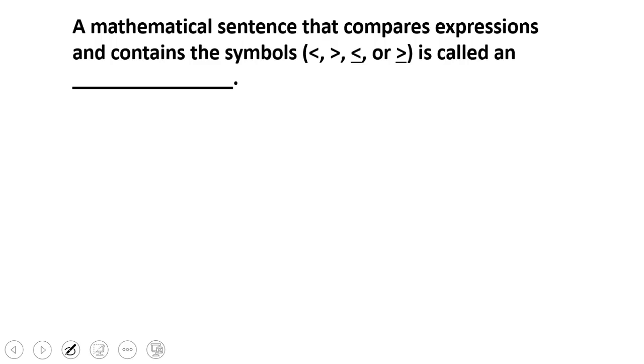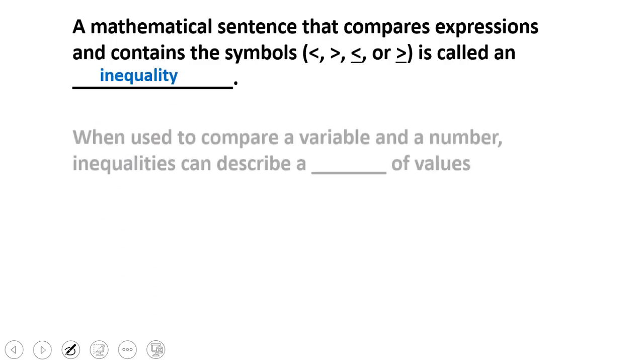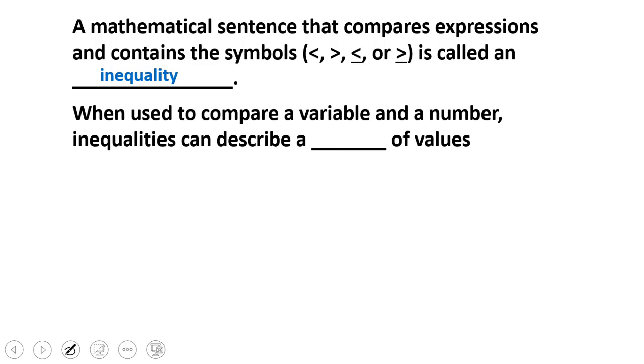So, reviewing what you wrote down, a mathematical sentence that compares expressions and contains these symbols, the less than, the greater than, the less than or equal to, the greater than or equal to, these are called inequalities, okay? And then, when you have an inequality that compares a variable and a number, these inequalities describe a range of values. We're going to talk more about what this range of values represents in video number 2.